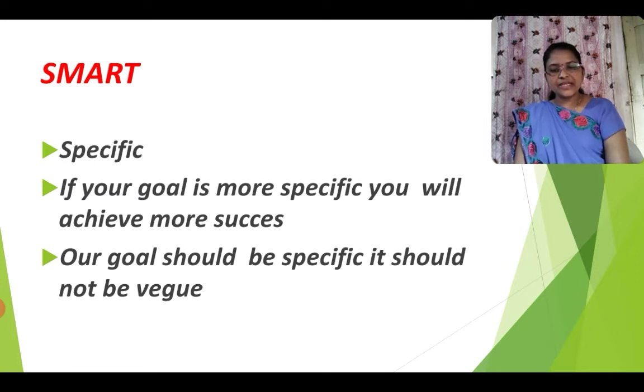It involves identifying a specific area for improvement. The more specific the area, the more refined the achievement of one's goal can be. If you decide on an area, if you want to improve a specific area, if your goal is more specific, you will achieve more success. Our goal should be specific. It should not be vague. For example, if someone says, I want to become a doctor, is it a specific goal? No, it's vague. But if he says, I want to become a neurologist, or I want to become a gynecologist, this is a specific goal.